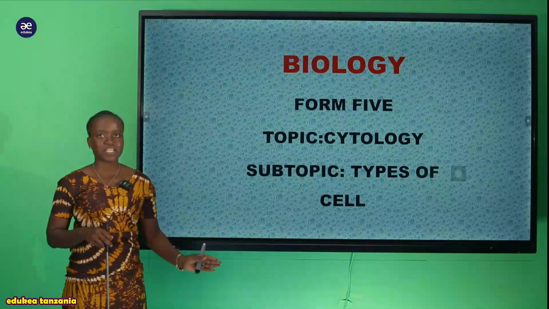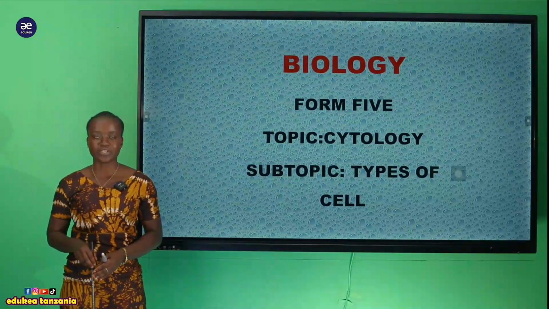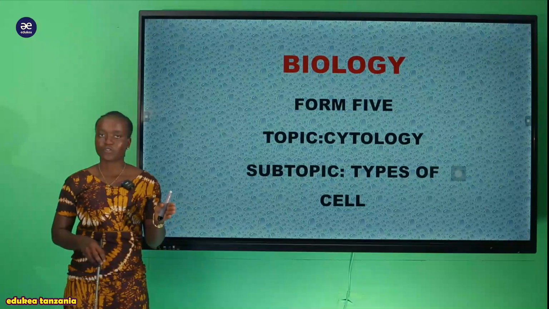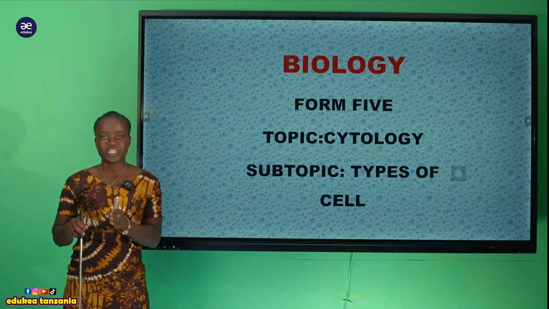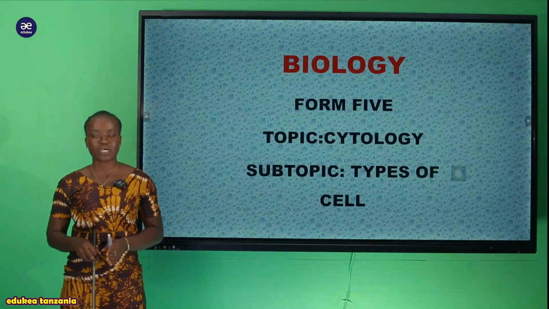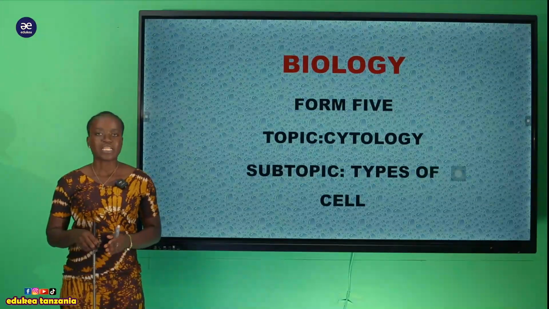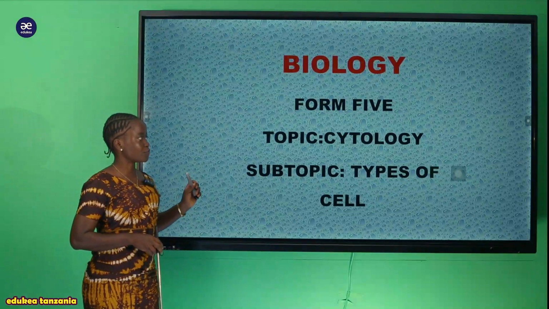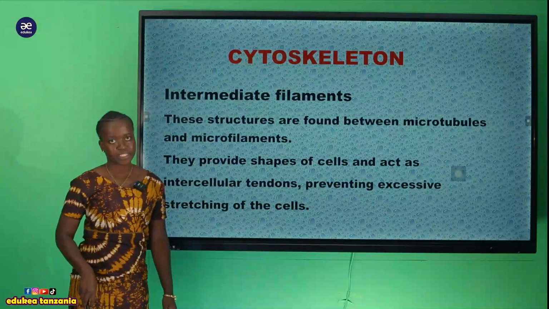That is, in the previous session, we terminated by looking at the organelle that is the cytoskeleton. That is the first kinds of cytoskeleton, that is microtubules and the microfilament. So we terminated by looking at the microfilament. Tulishia kwenye microfilament, tukaangalia na functions zake ndani ya seli and so on. So now let's finalize by looking at another kind of cytoskeleton, and that is intermediate filament.